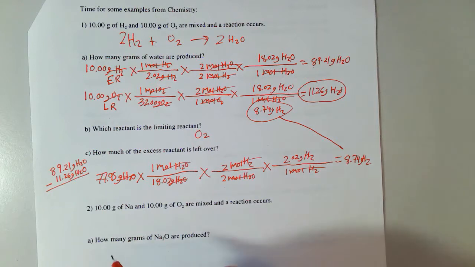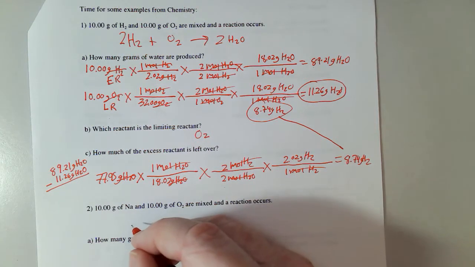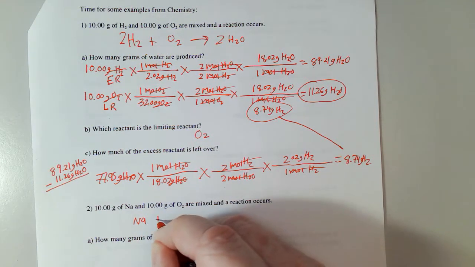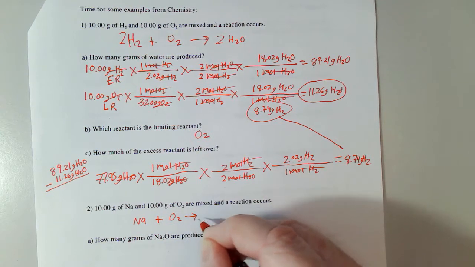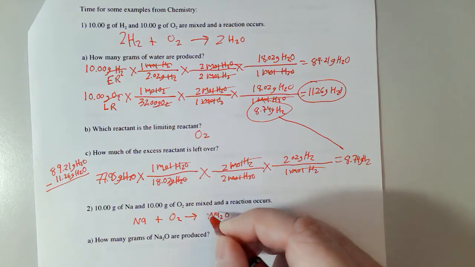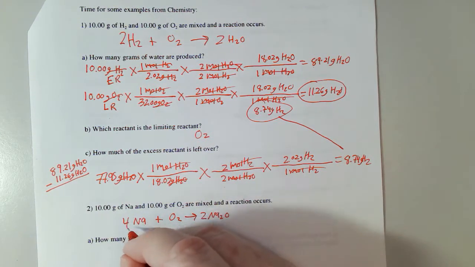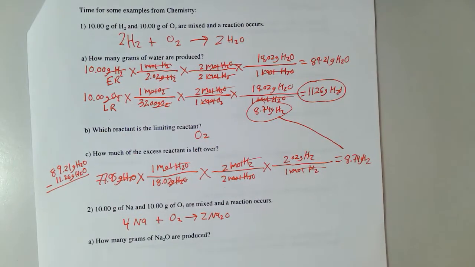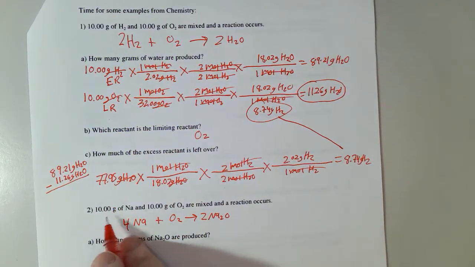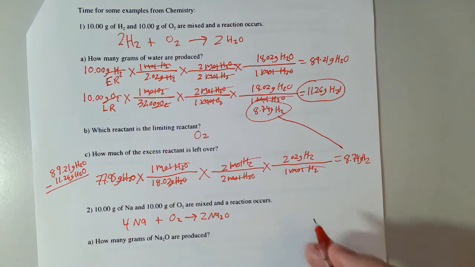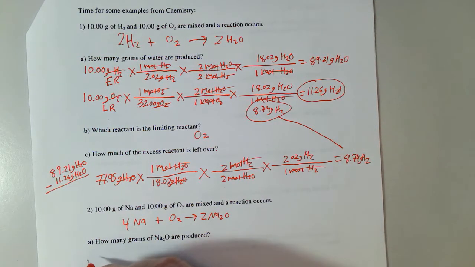If I had two products, I couldn't do that. All right, so now sodium's going to react with oxygen. Na plus O2 to give me Na2O. I have to put a 2 there and a 4 there. So same numbers. I got 10 grams of sodium, 10 grams of oxygen. How many grams of Na2O are produced?